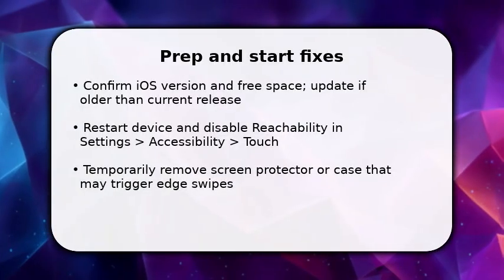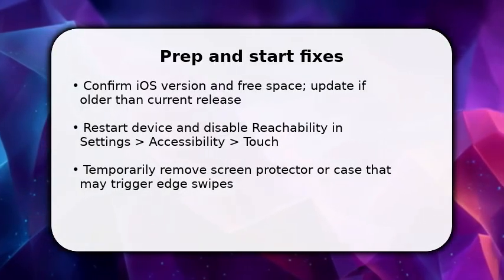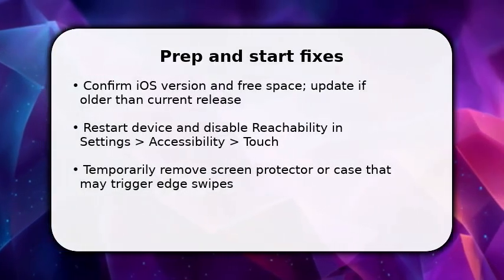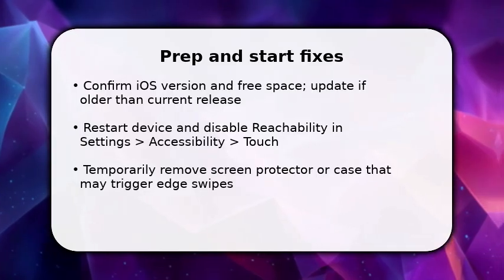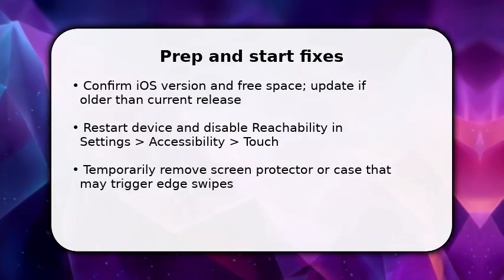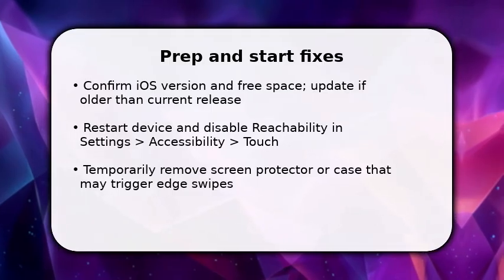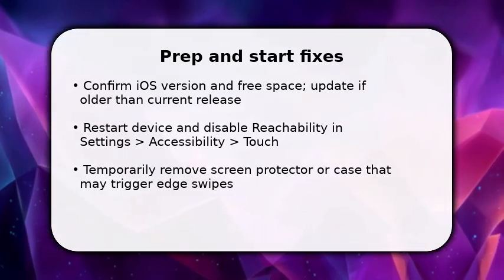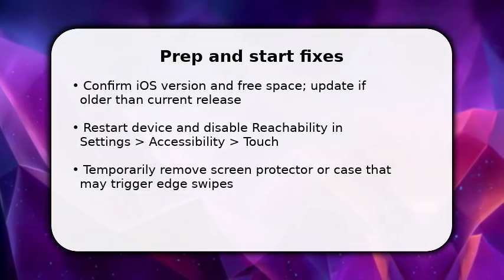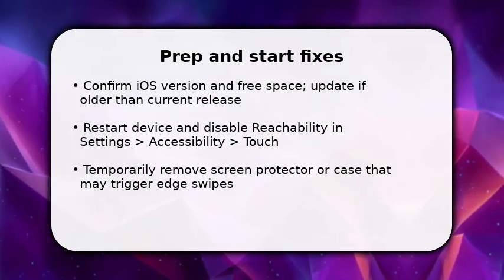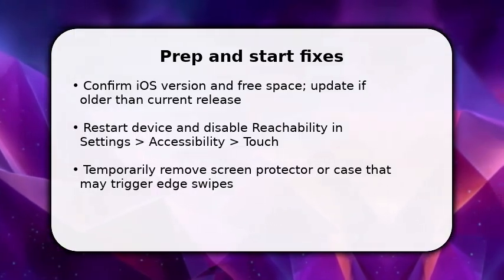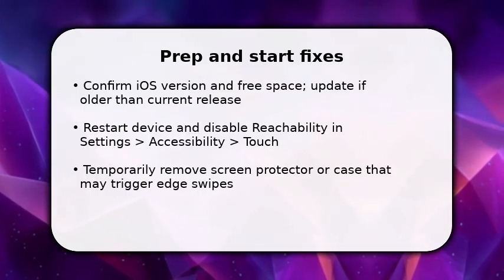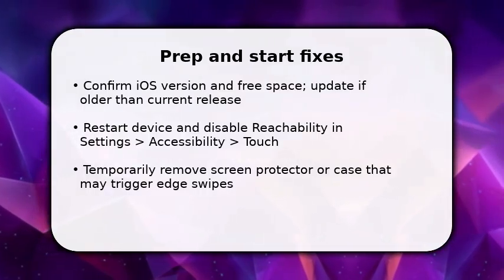You begin by checking iOS and clearing space so system gestures behave normally. Next, restart the iPhone to clear transient glitches and disable reachability under Accessibility Touch because it changes swipe behavior. Then, take off any screen protector or tight case that lifts edges and causes accidental pulls. This affects the notification pull-down swipe.